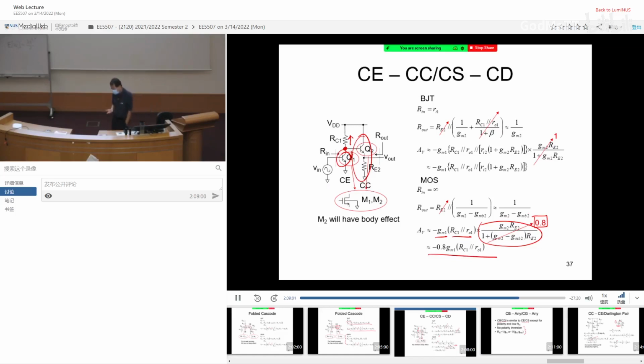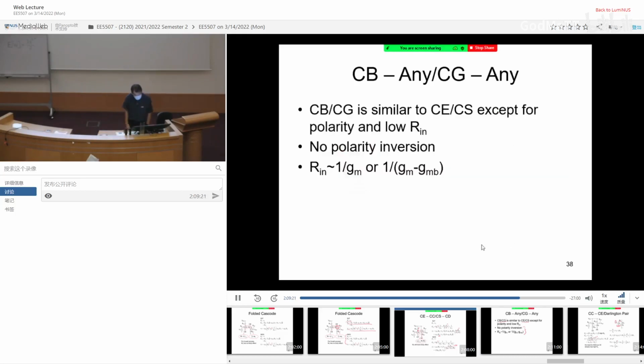What is the beauty of this guy? It's good if you want to get gain at the same time trying to drive a low load. Right? Buffer amplifier is always good to drive low load. Let's say RL of 50 ohm, right? Then you need to use this kind of buffer amplifier.